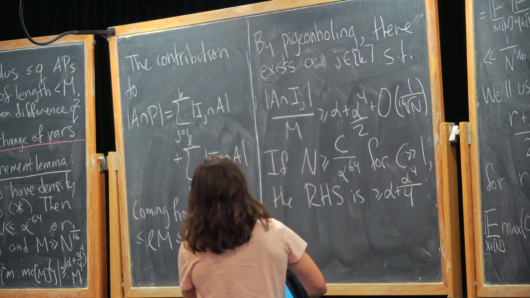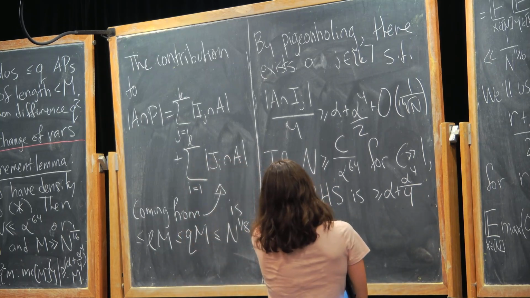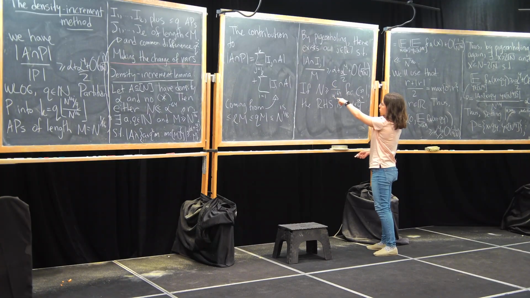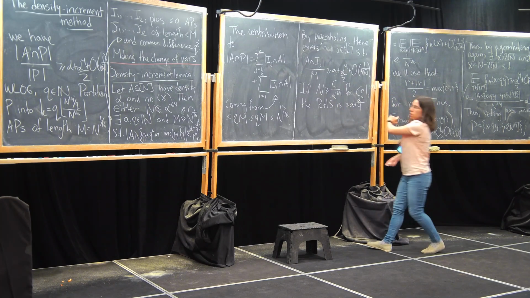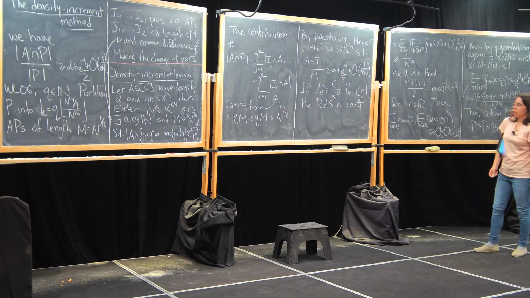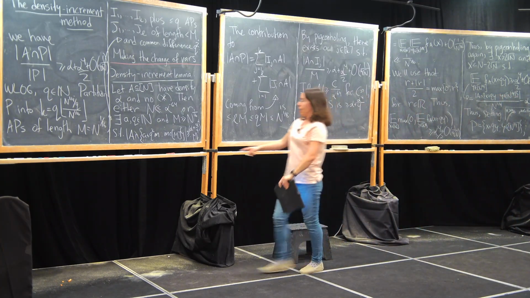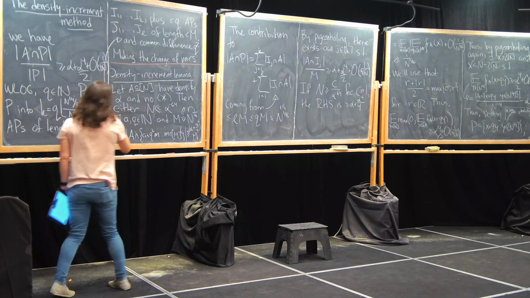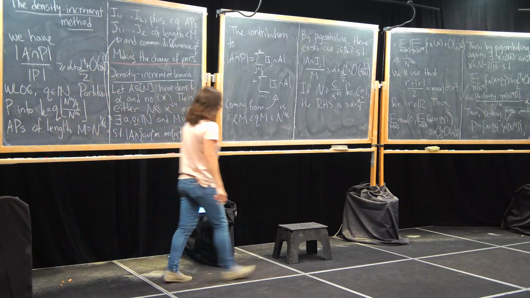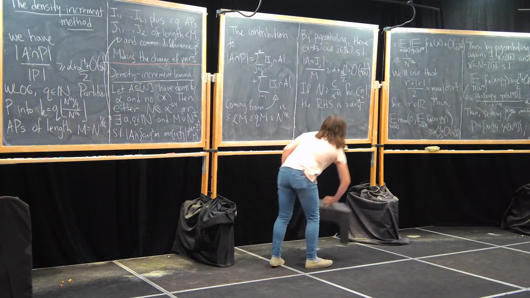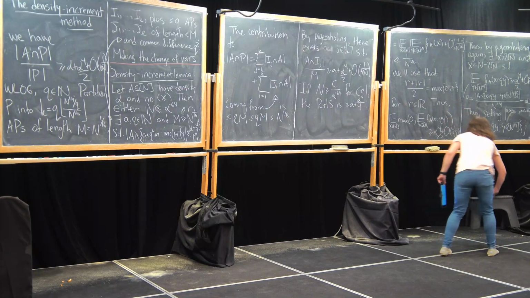Because either n is at most some constant divided by alpha to the 64, or else we have the density increment we wanted. Okay, I have 5 minutes left, so now I'll tell you how we use this lemma to prove the Furstenberg-Sarkozy theorem. Fortunately, this is fast.